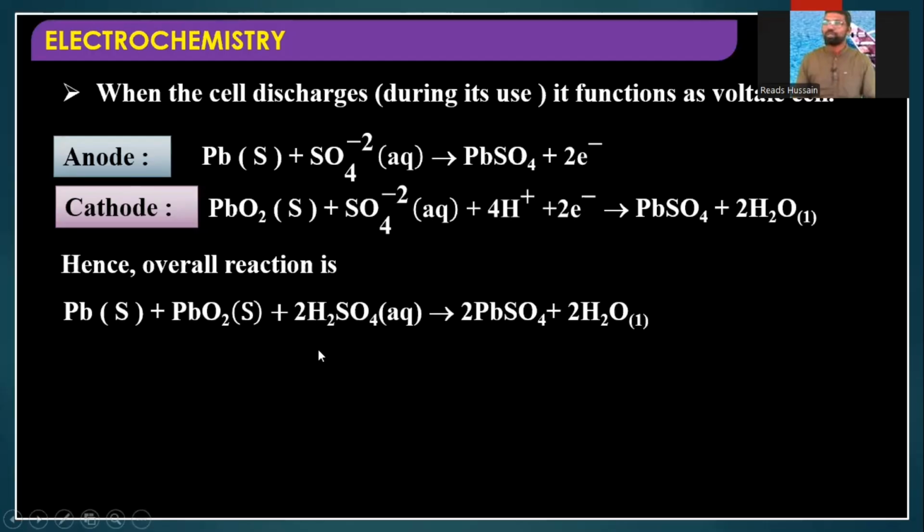This final reaction will come from these two reactions only. Here 2 electrons get cancelled. These 2 electrons get cancelled. And what is left on the left side? This is an arrow mark. Left side of the arrow mark, Pb is there. So Pb I have written. SO4. Here also one SO4. Total 2 SO4s are there. 2 SO4s and 4 hydrogen ions.